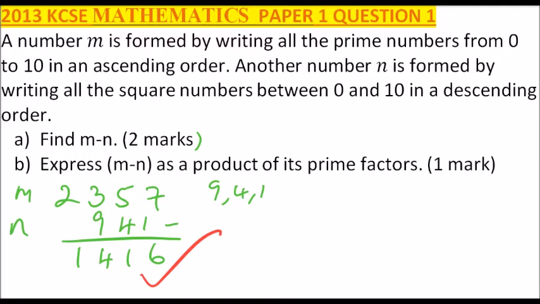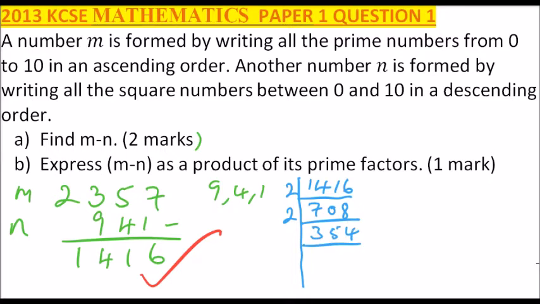Number 2, we have to express m minus n as a product of its prime numbers. So we can draw our diagram there and say this is our number 1416. We divide by 2, we will get 708. You can use your calculator to do that. You divide by 2 again, you get 354. You divide by 2 again, you get 177.